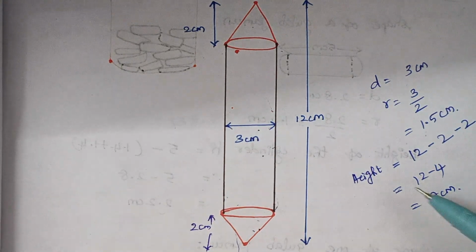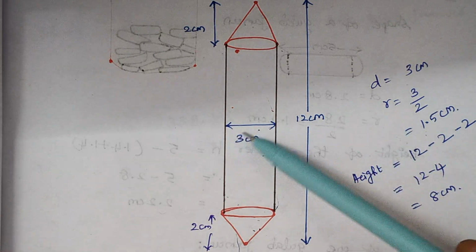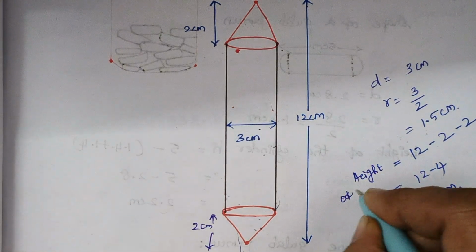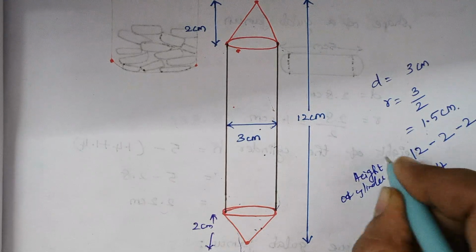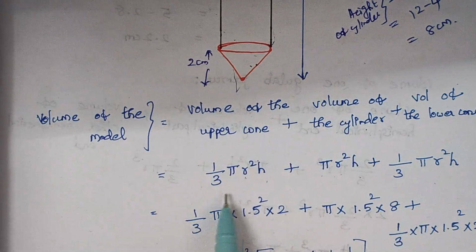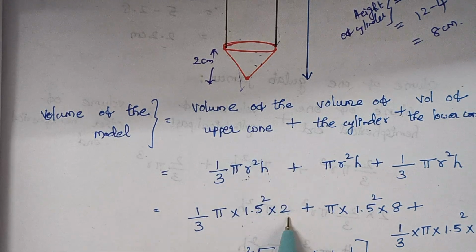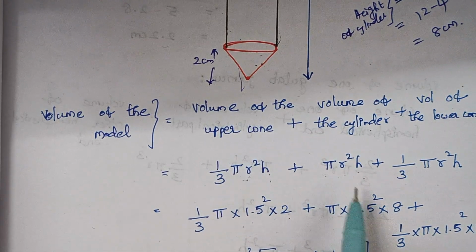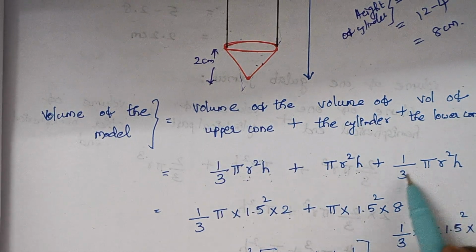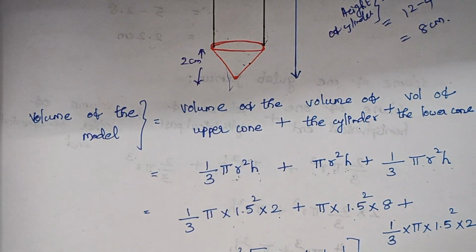Right. So we know all the parameters. We know the radius and height of the cone as well as the radius and height of the cylinder. So we can easily substitute it. So here write it, height of cylinder. Just substitute. While substituting, the radius is 1.5, so 1.5 square and the height of the cone is 2. Similarly here pi into radius 1.5 and the height is 8. And here it is 1 by 3 pi r square h, and the value of r is 1.5 and here the height is 2.